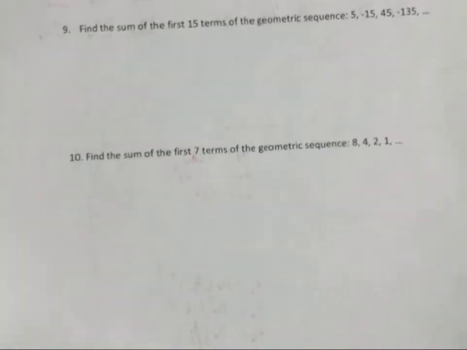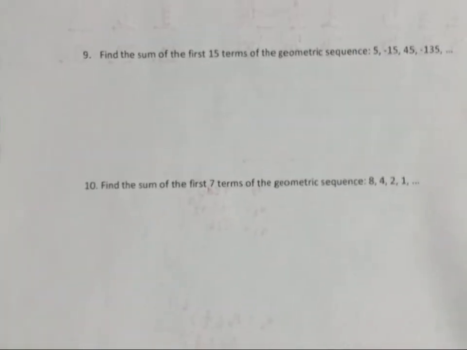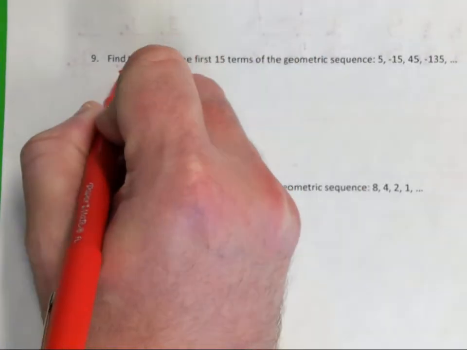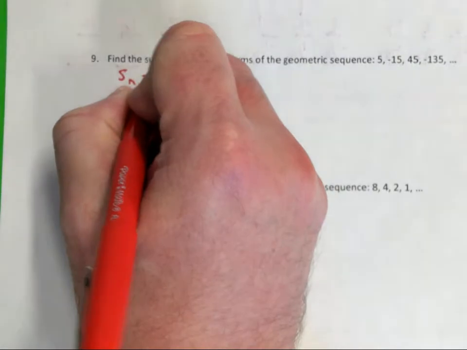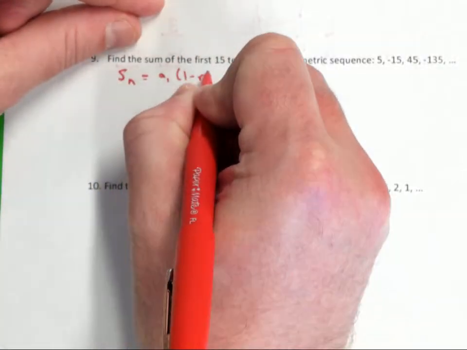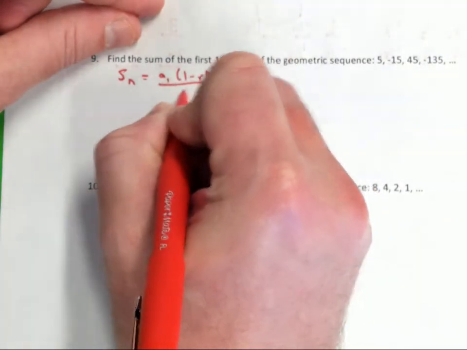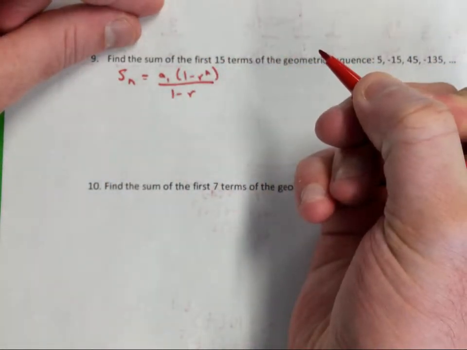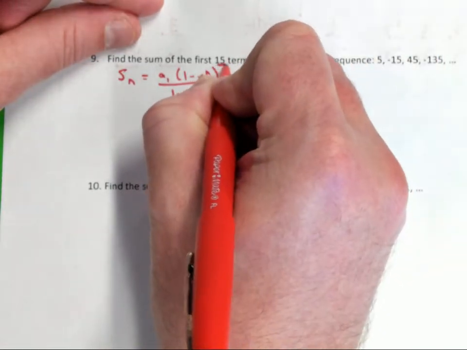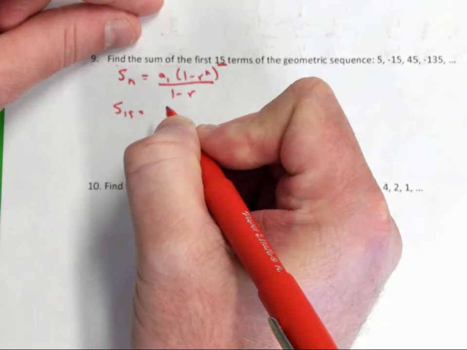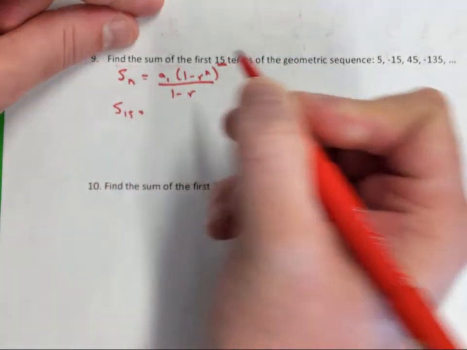Alright, so let's look at this. On number 9, we have the formula S sub n equals A sub 1 times 1 minus r raised to n over 1 minus r. Now, we want to find the sum of the first 15. That's what goes in for n there. A sub 1. What do you think we plug in for A sub 1?